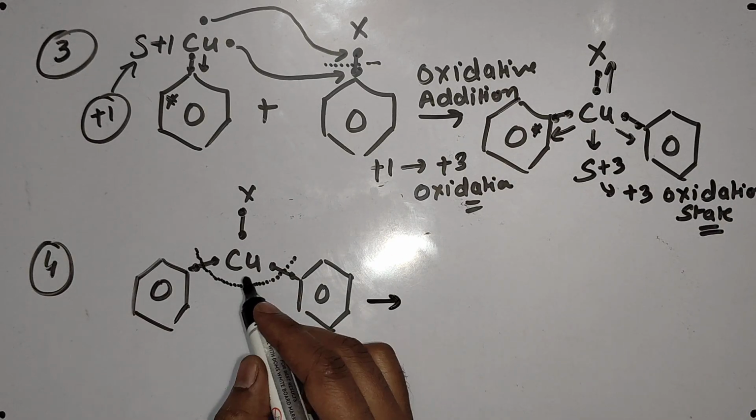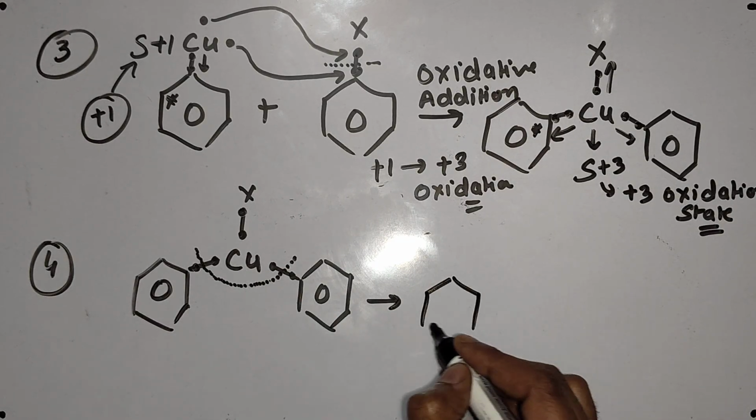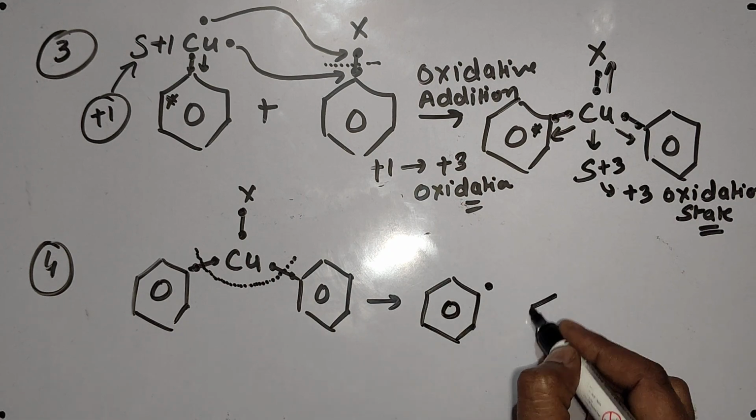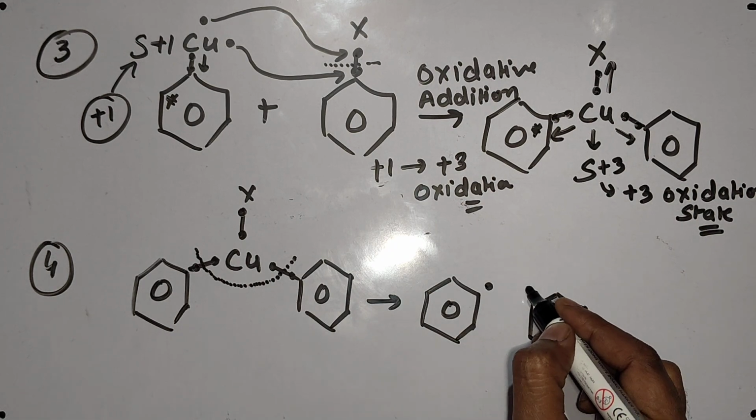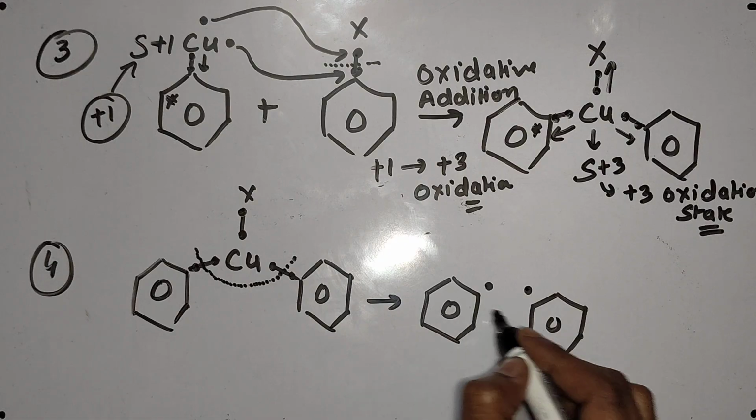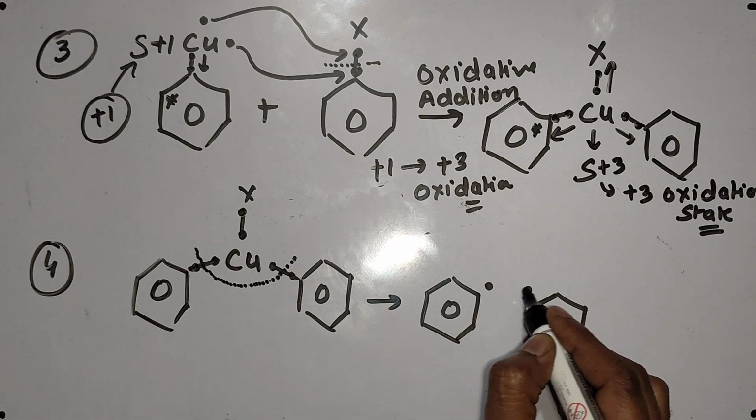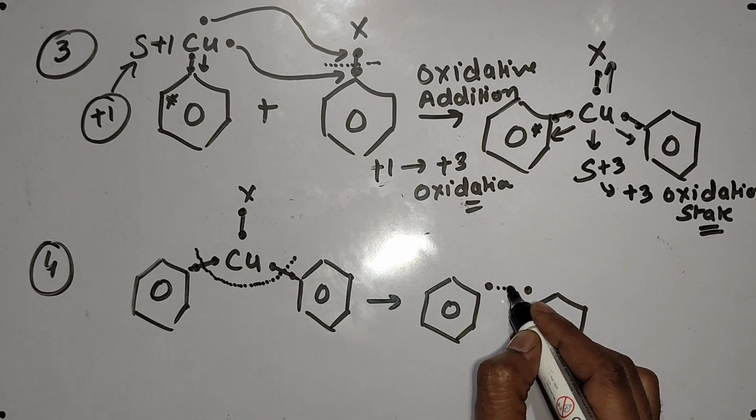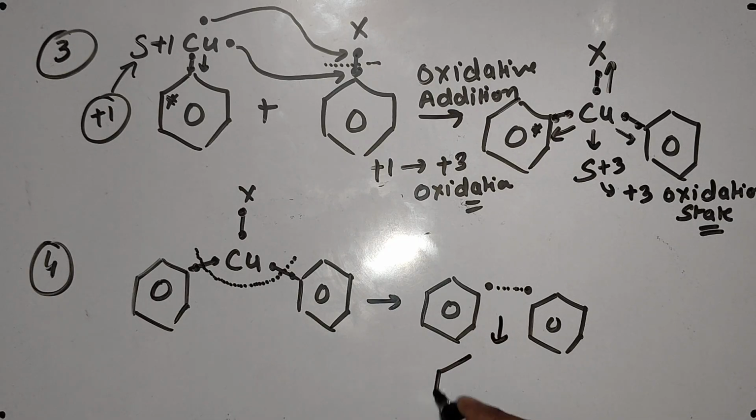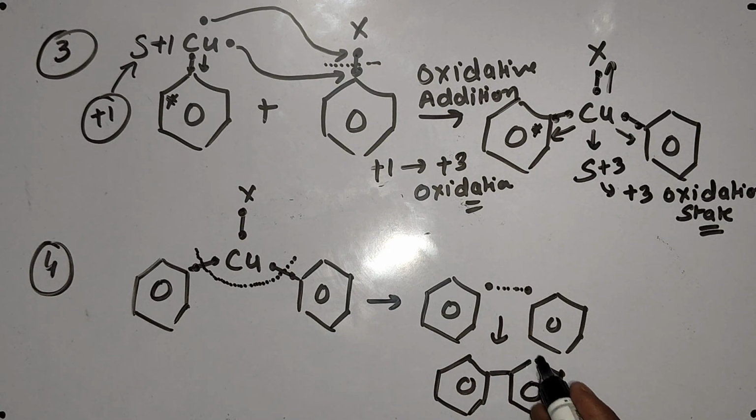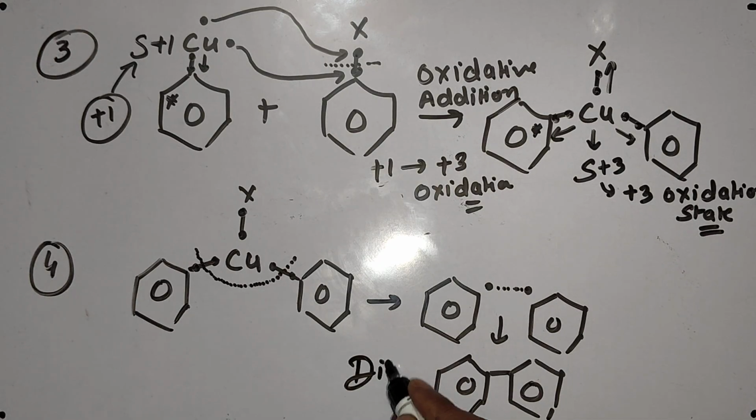So when it breaks bond from carbon, free radicals will generate. These benzene rings will become free radicals, phenyl free radicals, and obviously the unpaired electrons of the free radicals will combine and create a bond between each other. Diphenyl. The product will be diphenyl.